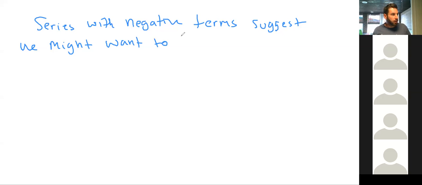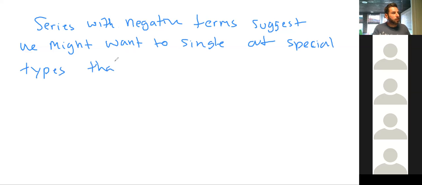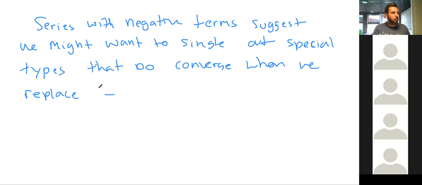So series with negative terms suggests we might want to single out special types that do converge when we replace minus with plus. So it's hard for us to kind of envision why that's important right now, but it turns out it is very much important.